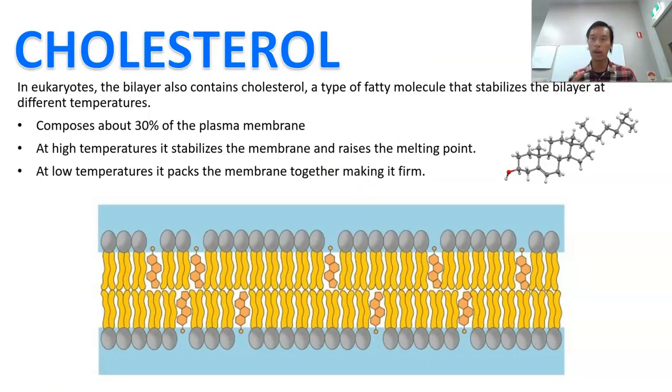Now, cholesterol has a bit of a bad rep in the food world, but biologically speaking, cholesterol is a really important molecule because it is a fatty molecule that stabilizes the phospholipid bilayer, right? It composes about 30% of your plasma membrane. At high temperatures, it's going to raise the melting point. At low temperatures, it actually packs it together and makes it more firm.